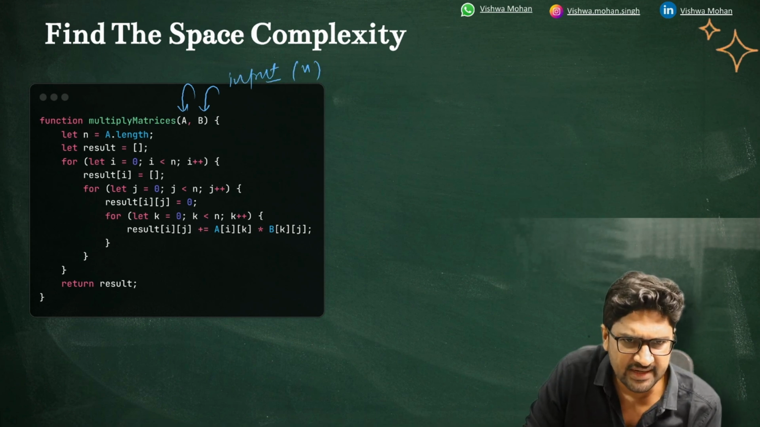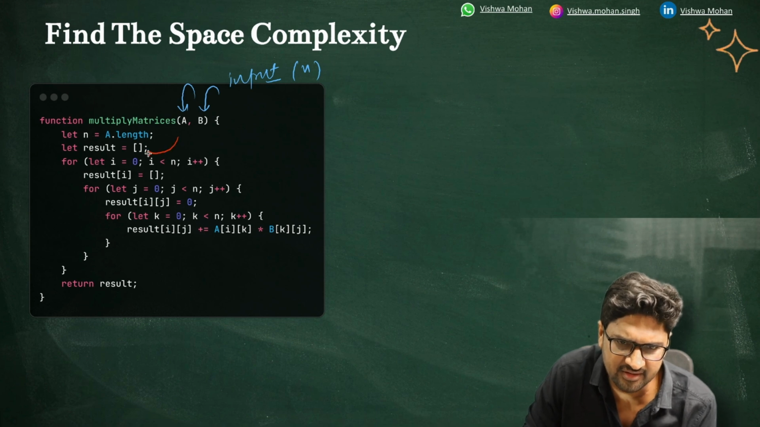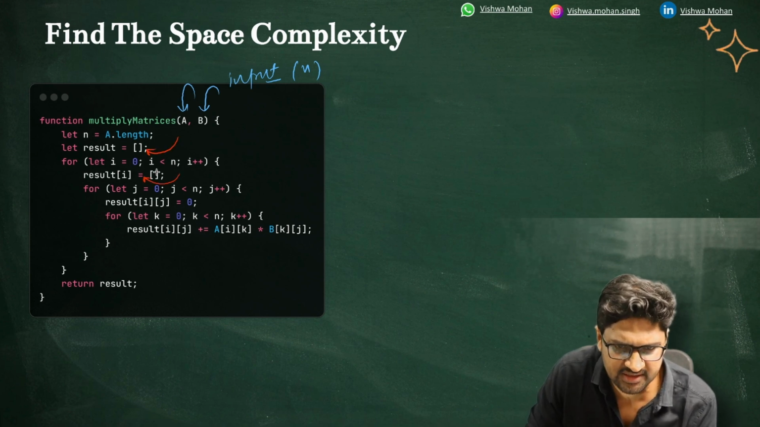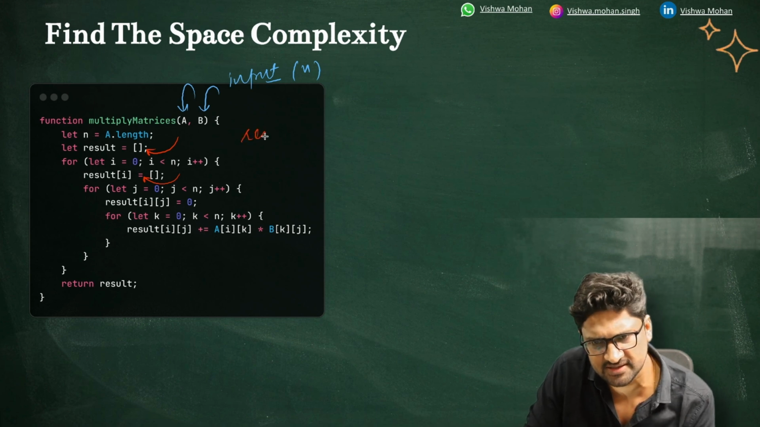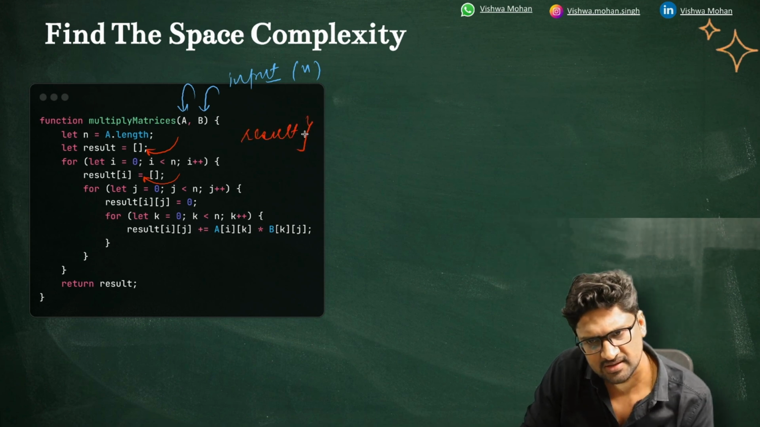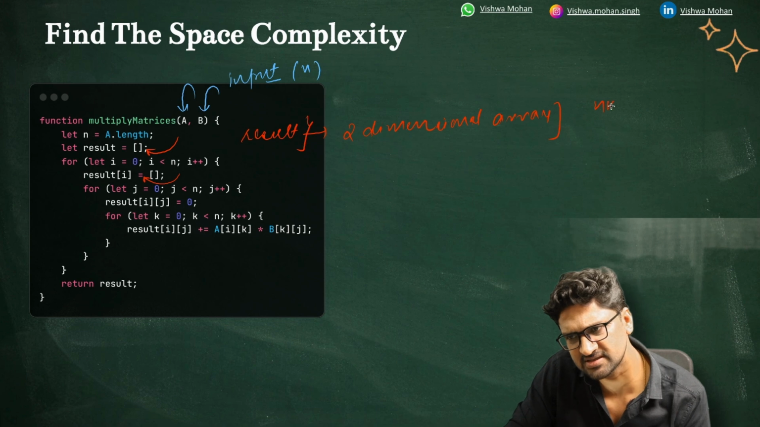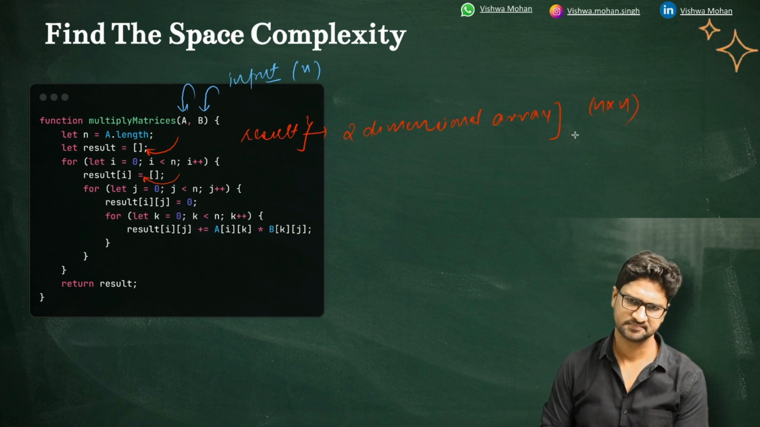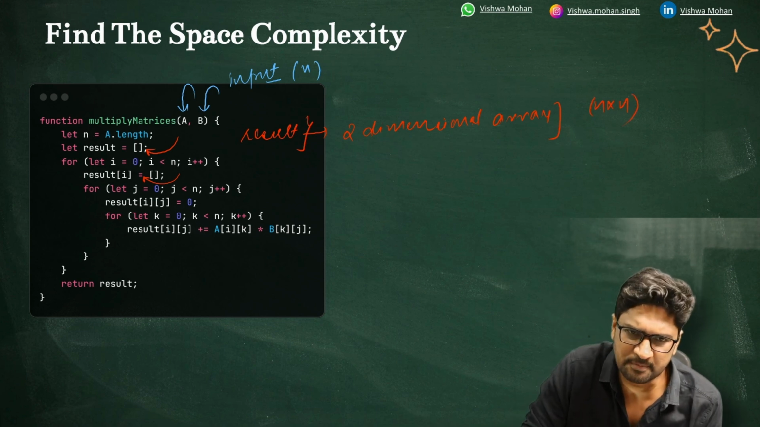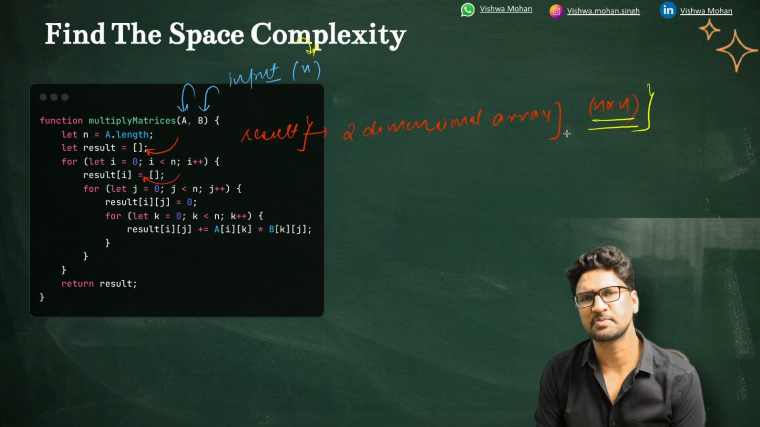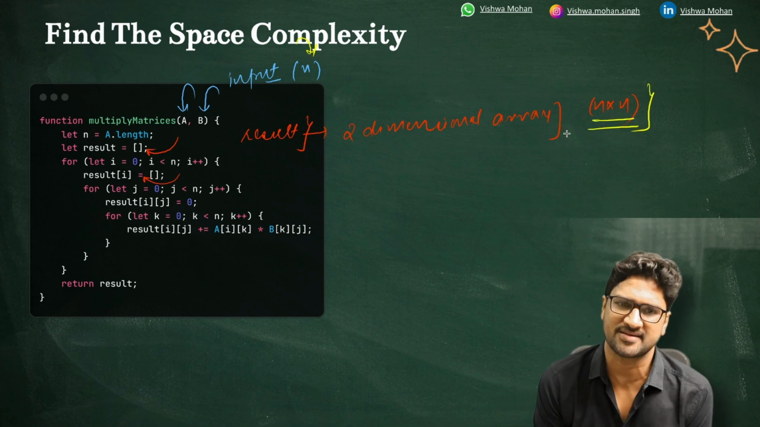Now what we do is that here I have defined a result which is an array, and then inside this I'm putting another array. So basically result, if I go and see, is a two-dimensional array. And what is the size of this? The size of this is n into n. So for a given input size n, I am using an extra space of the size n squared.